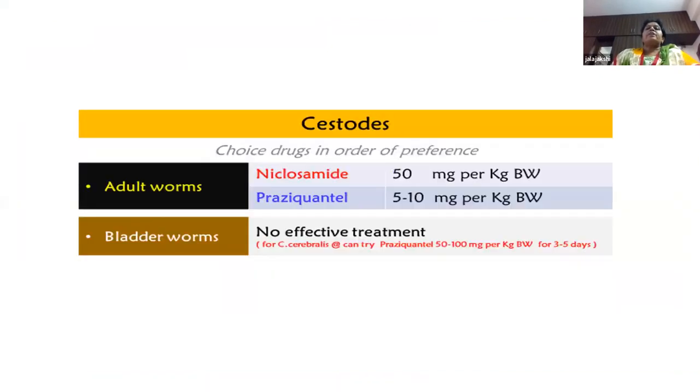For overall treatment of adult tapeworms, niclosamide can be used at a dose rate of 50 mg per kg body weight, and praziquantel can be used at a dose rate of 10 mg per kg body weight. For bladder worms, no effective treatment is available except for Coenurus cerebralis. We can try usage of praziquantel up to 50 to 100 mg per kg body weight.